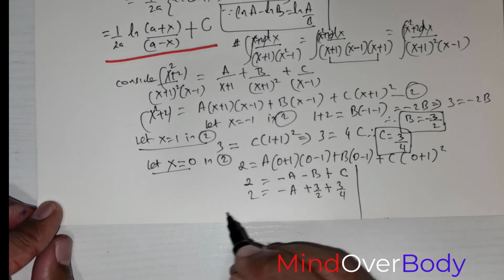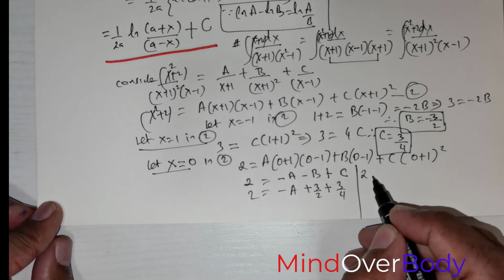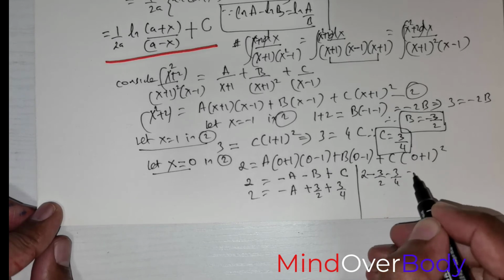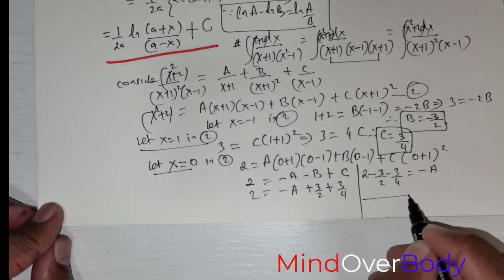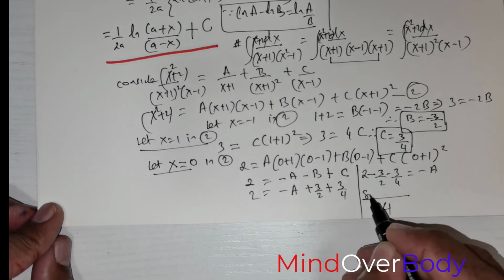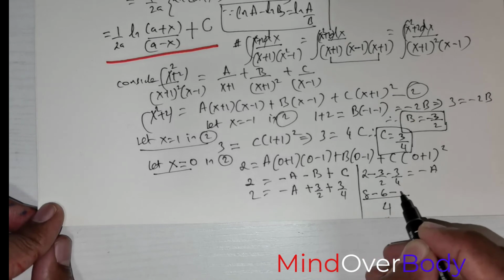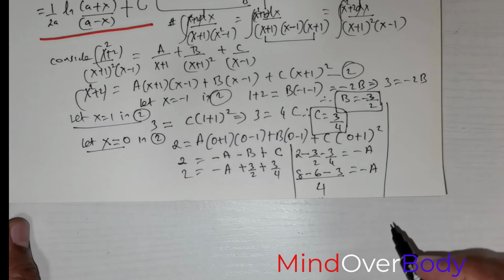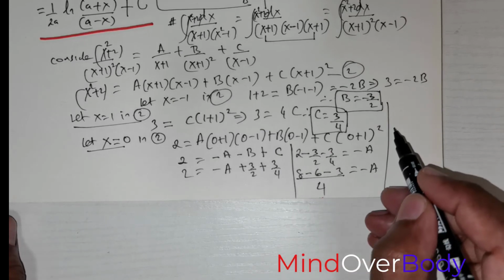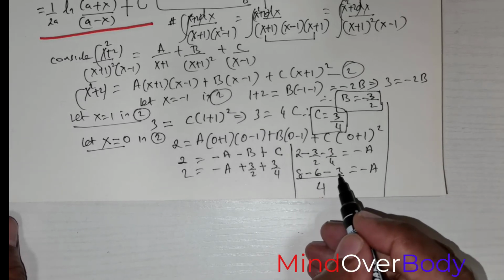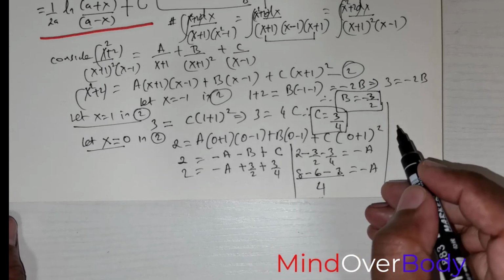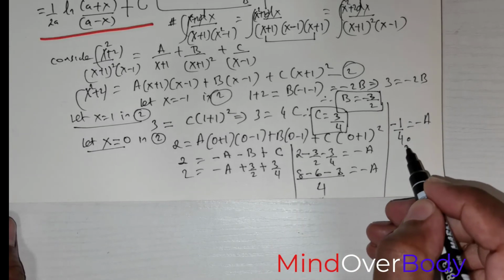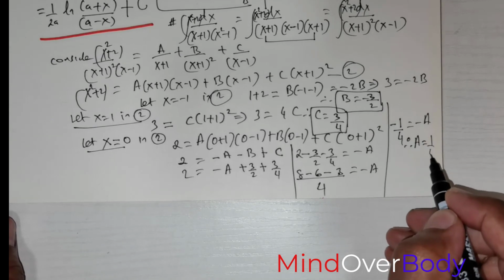Now if I were to move everything to the left hand side, it's going to be 2 minus 3 over 2 minus 3 over 4 is equal to negative a. I take the LCM as 4. This is going to give me 8, this is going to give me 6, this is going to give me 3 with the negative a here. So 8 minus 6 minus 3, in fact negative 6 negative 3 negative 9 added with 8 would give me negative 1 over 4, which is equal to negative a. So therefore the value of a is 1 over 4.